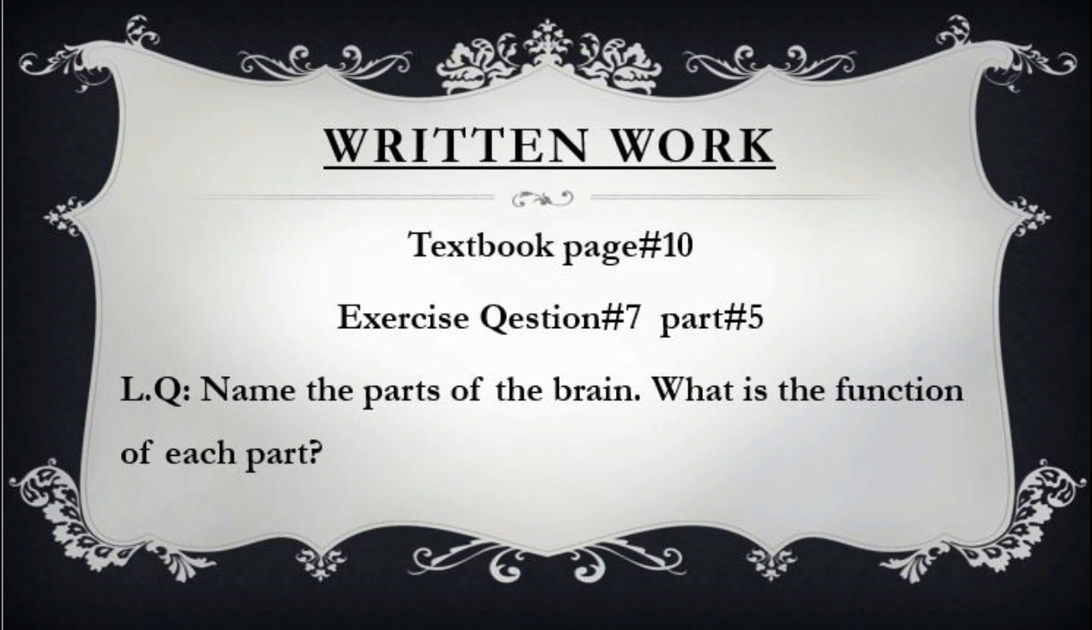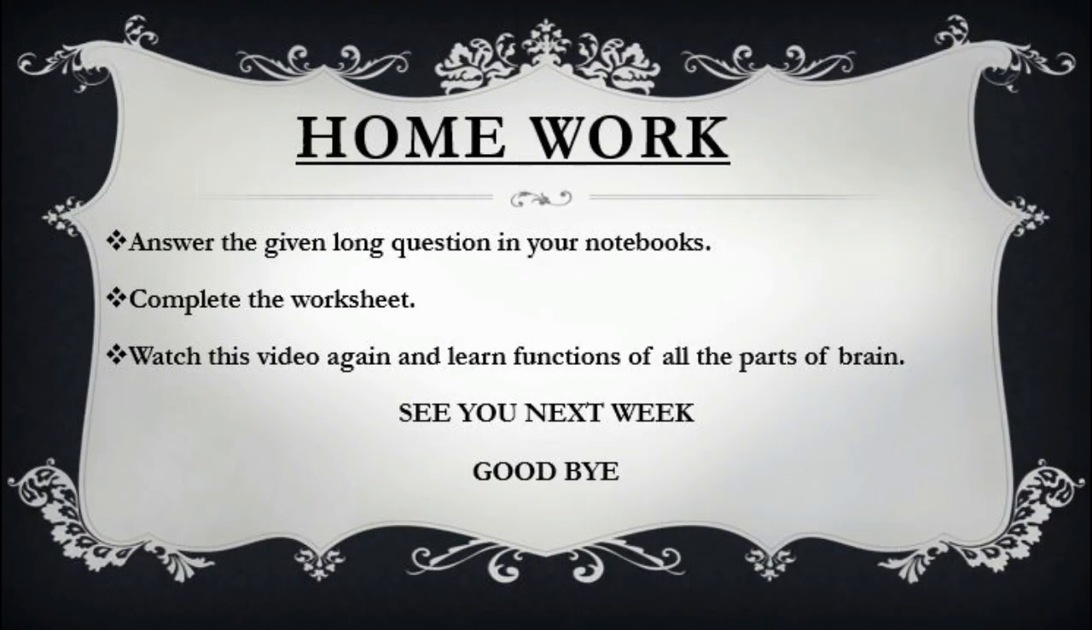For the answer, you can take help from this video or your textbook. Write about each part and its functions in detail. Also, draw the labeled diagram of the human brain given on slide number 7. If you have any confusion, do not hesitate to seek help from your teacher. Let's go through the homework now.